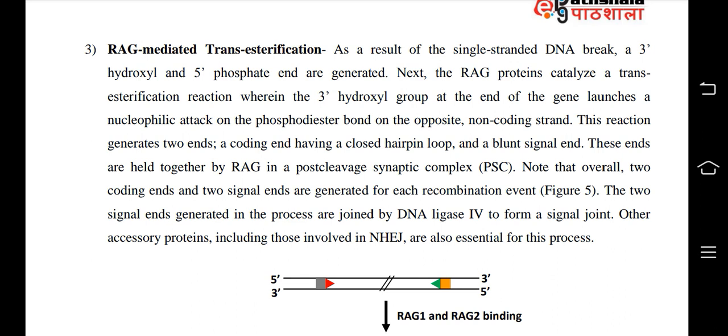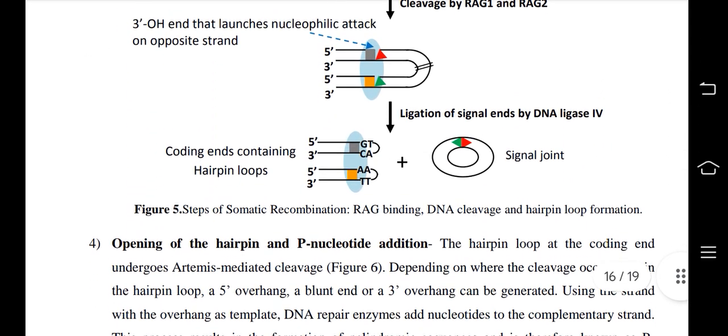These ends are held together by RAG in a post-cleavage synaptic complex. Note that overall, two coding ends and two signal ends are generated for each recombination event. The two signal ends generated in the process are joined by DNA ligase IV to form a signal joint. Other accessory proteins, including those involved in NHEJ, are also essential for this process.